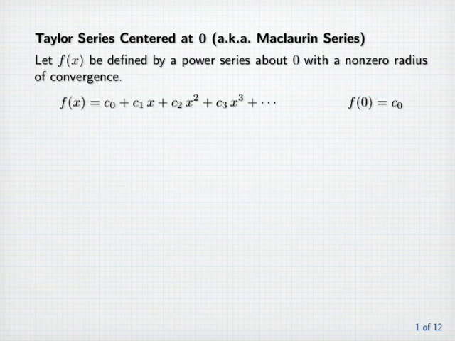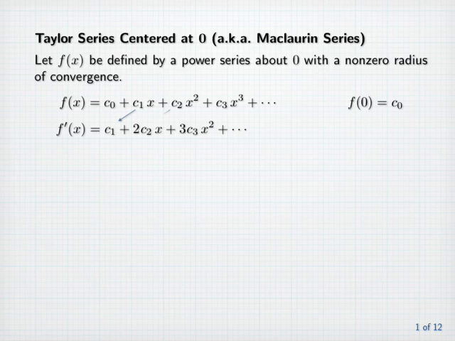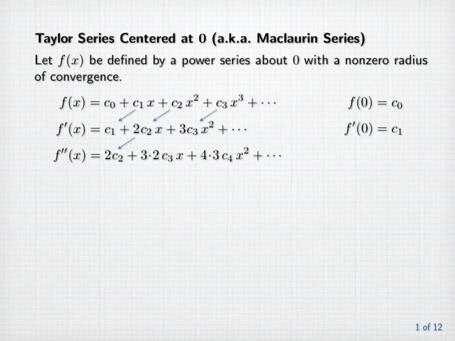Differentiating term by term tells us that f prime of x equals c1 plus 2 times c2 times x plus 3c3 x squared, and so on. So we see that f prime of 0 is equal to c1. The second derivative, f double prime of x, is equal to 2c2 plus 3 times 2 times c3 x plus 4 times 3 times c4 times x squared, and so on. So f double prime of 0 is equal to 2 times c2.